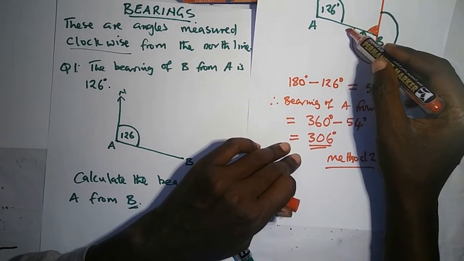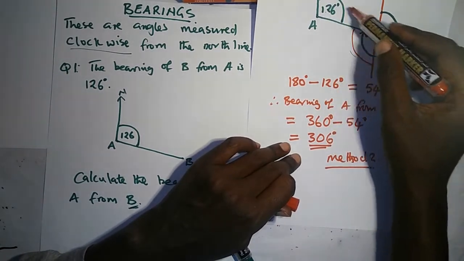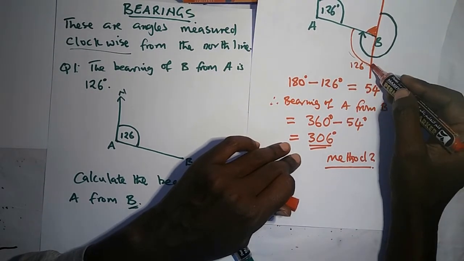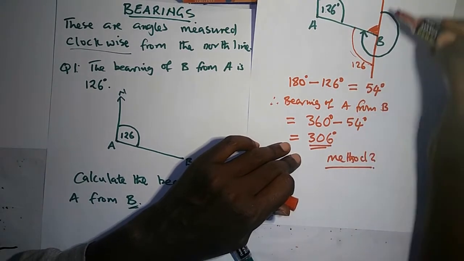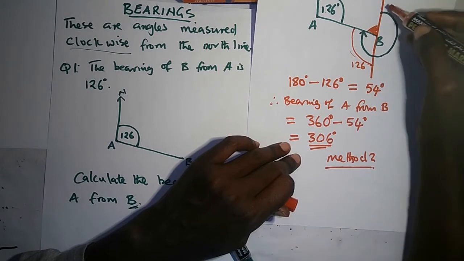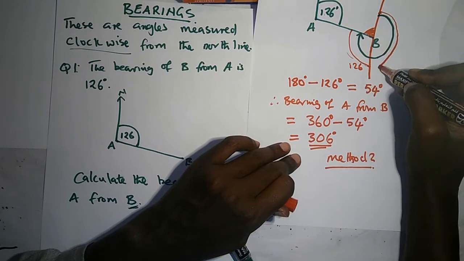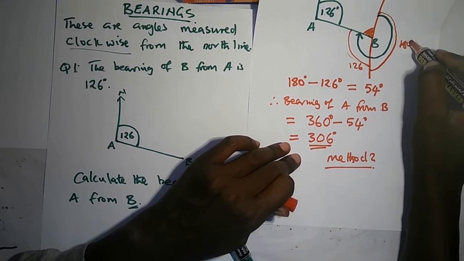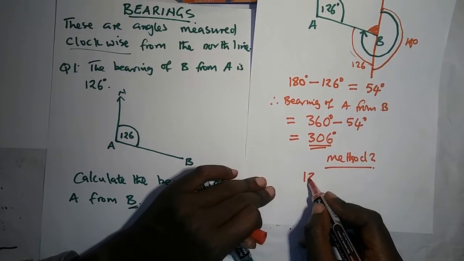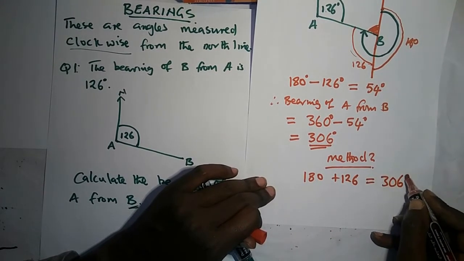So the 126 degrees and also this angle that I've marked red here, these two are alternating. So you have 126 here, it means even this one is 126. From the red line up to there, this is 126. But this line that we drew here, the red line, is a straight line. So therefore from here all the way up to here, this is 180 degrees. So you can add 180 plus 126, which will give you 306 degrees.